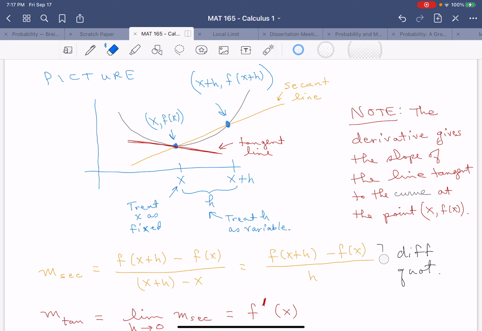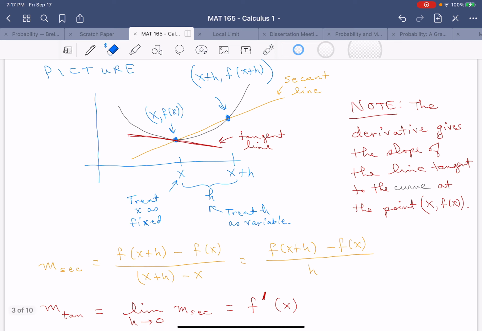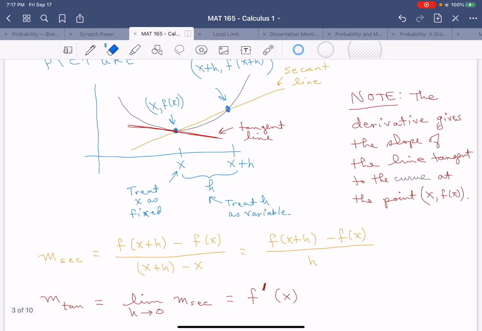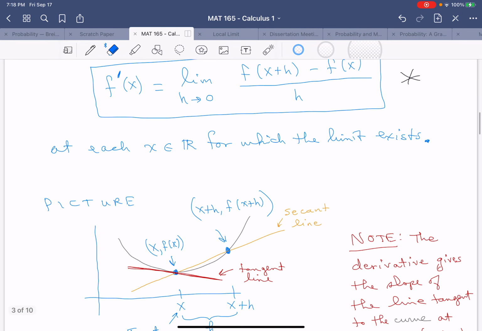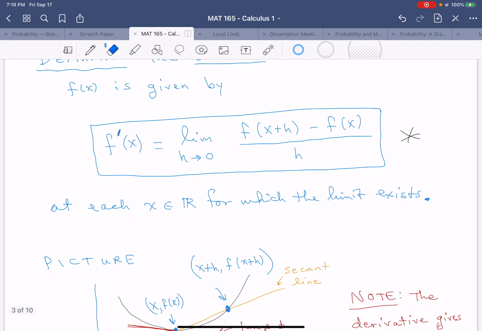But remember, our objective here is to determine the slope of that tangent line, the slope of the red line in this case. To get the slope of that tangent line, we take the limit of the slope of the secant line as h goes to 0, and that is f prime of x, right? So if we go back to the definition, the limit of that difference quotient as h goes to 0 is exactly how we defined f prime of x.